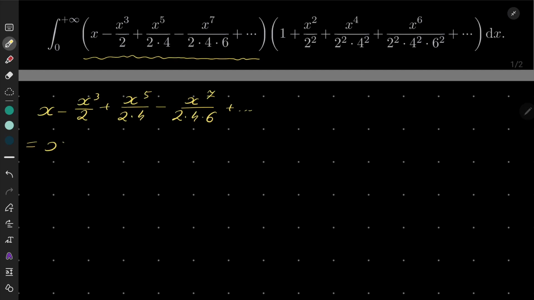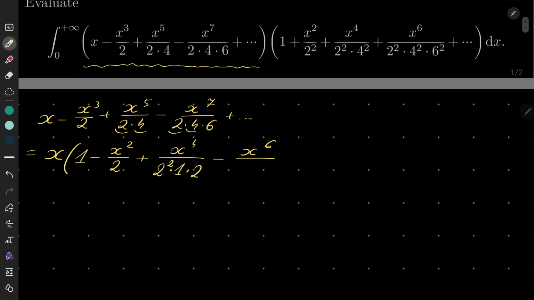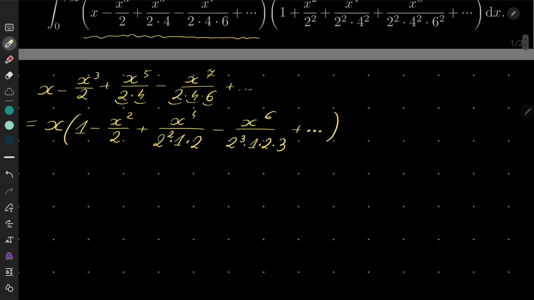Well, first of all, we can put x outside of our parentheses. So we have 1 minus x squared over 2. And now I wish to factor out every factor of 2 possible. So I have x to the fourth power in the numerator, and from that number 2, I can factor out 2, and from that number 4, I can also factor out 2. So I have 2 squared times 1 times 2. Next, we have x to the sixth power, and I can take 2 from this, 2 from that, and from that. So I have 2 to the third power times 1 times 2 times 3, and so on and so on. I hope that you see what's happening.